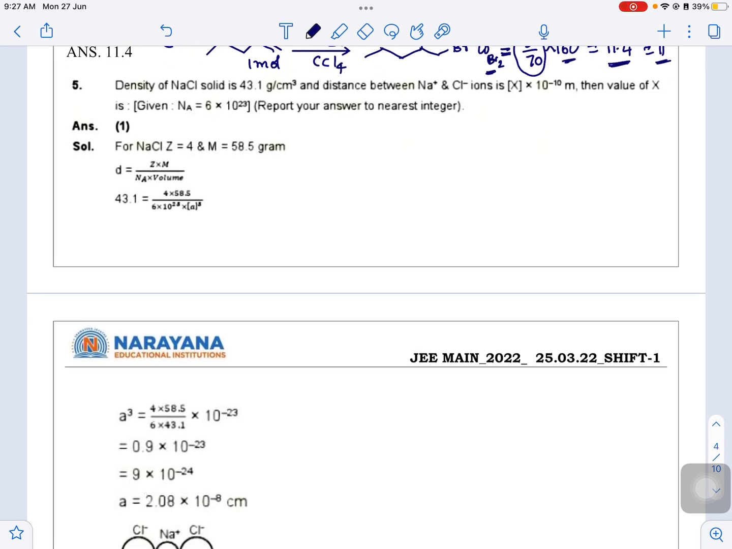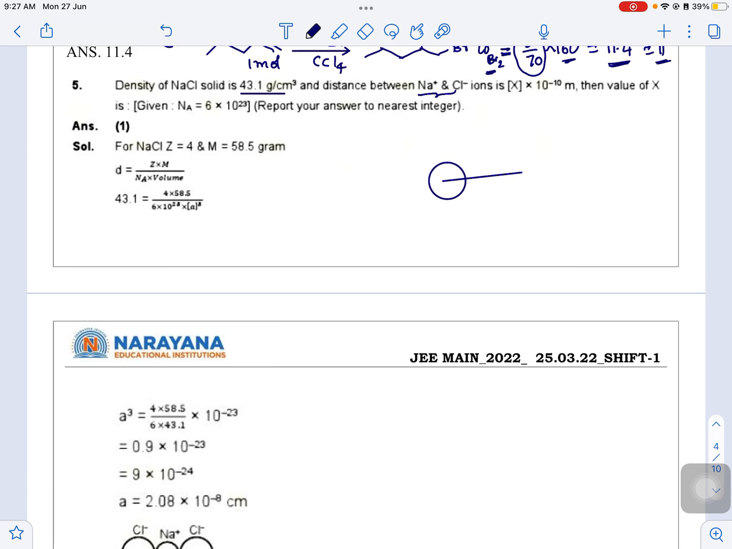So next question is on the density of sodium chloride. The density of sodium chloride solid is 43.1 gram per cc. It is asked to calculate the distance between Na plus ions and Cl minus ions.